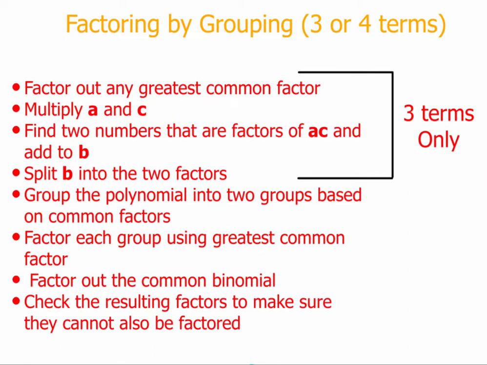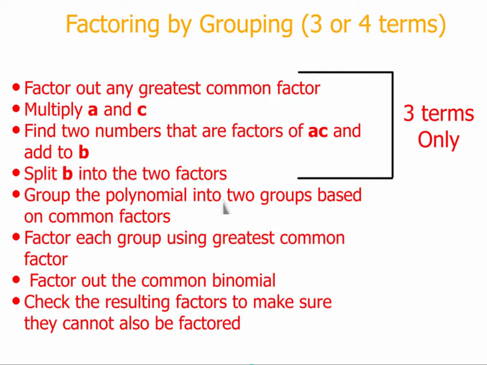Now, if we have a 3 or 4-term polynomial, we have to use grouping. And these are the same directions that we've always used when we factored quadratics. So we factor out a greatest common factor, we multiply a times c, we find two factors of a times c that add up to b, and then we factor out each greatest common factor, factor out our common binomial, and then check to make sure that the factors that come out cannot also be factored.